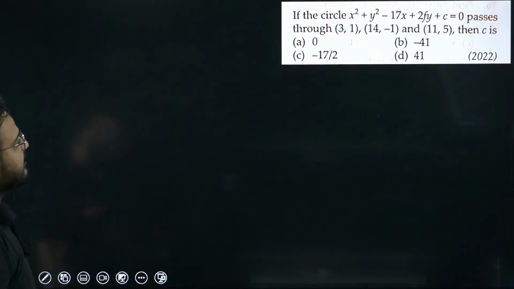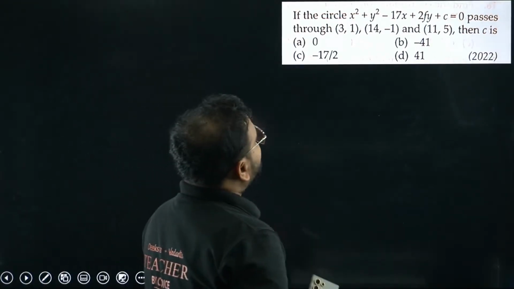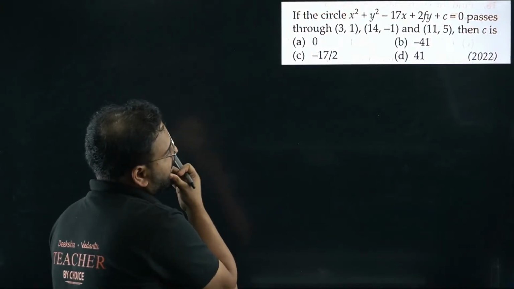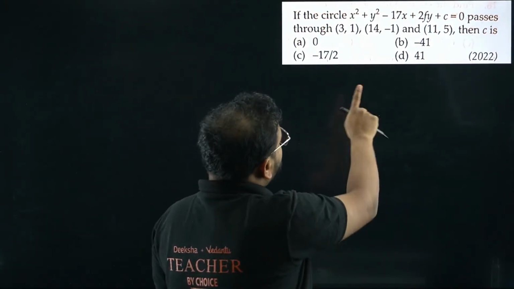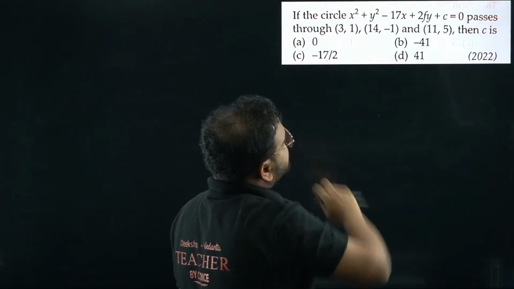Yeah. Let's begin with this one. If the circle is given as x square plus y square, okay, passes through the point 3, 1. So basically we have a variable involved here. We have the variable as f and c.